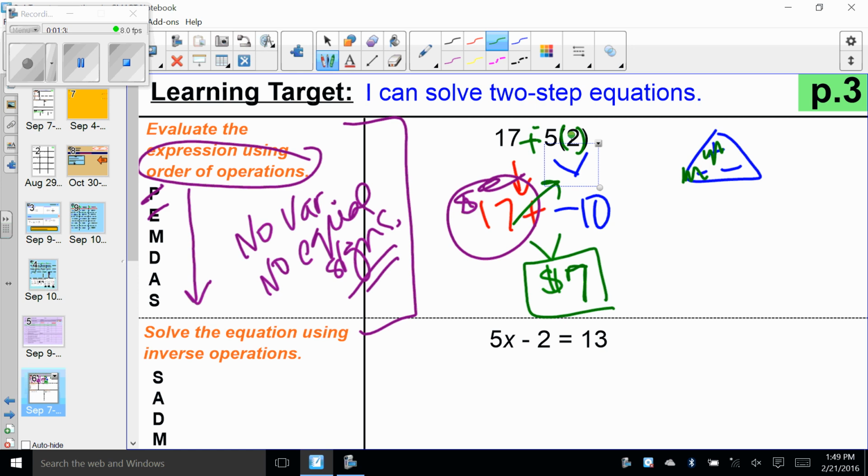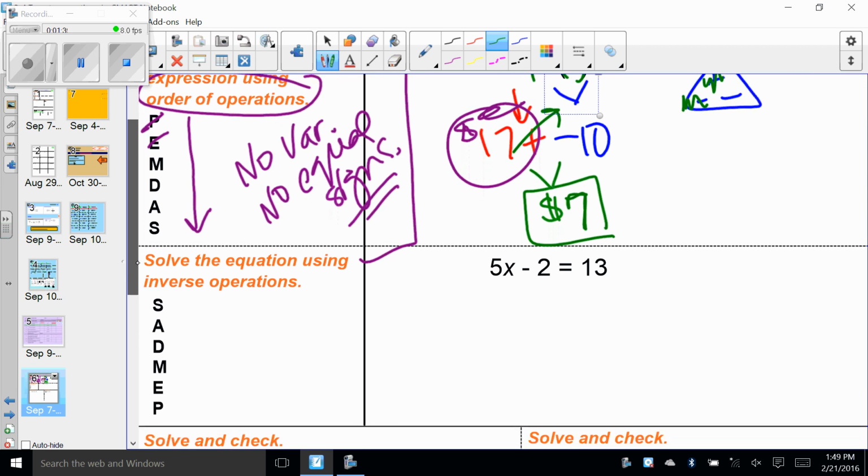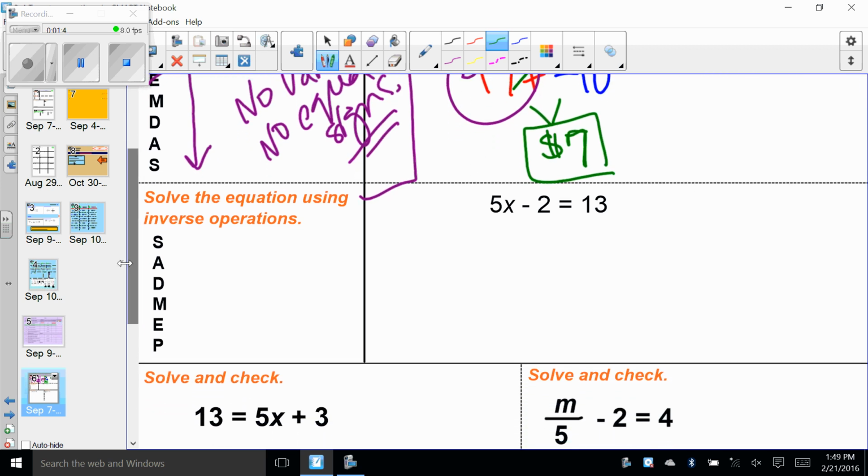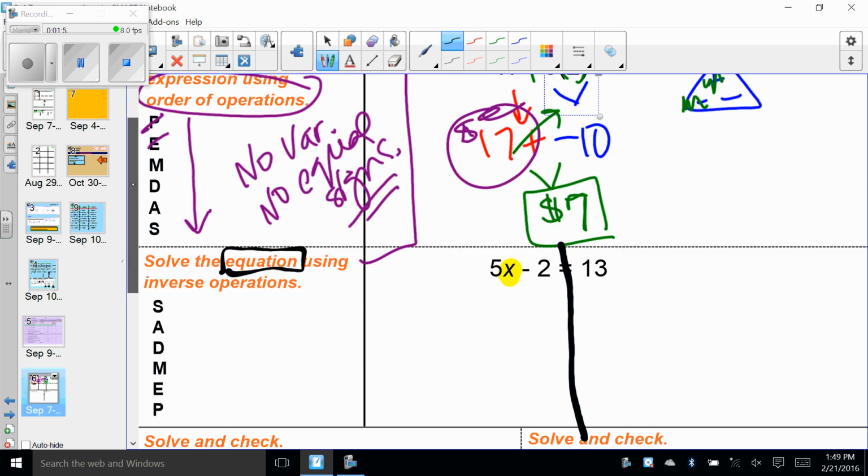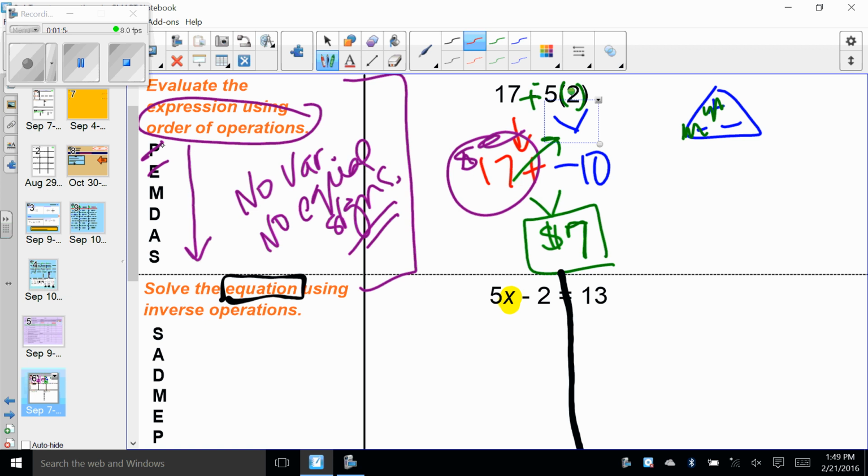Please Excuse My Dear Aunt Sally. So what's going to change a little bit in today's work is we're going to say, what happens if we have a variable in there and we have an equal sign? This now becomes what's called an equation. The problem above is called an expression. An expression, no variable, no equal sign. Please Excuse My Dear Aunt Sally. The equation, though, has an equal sign and a variable.